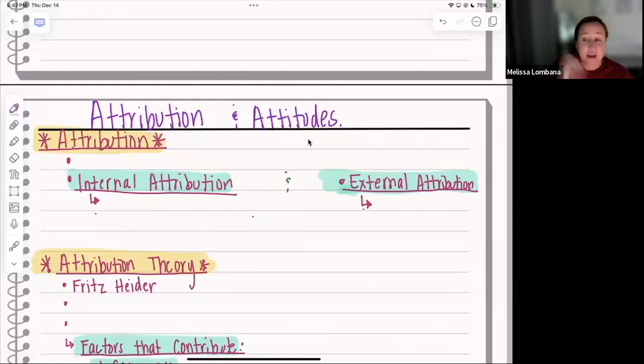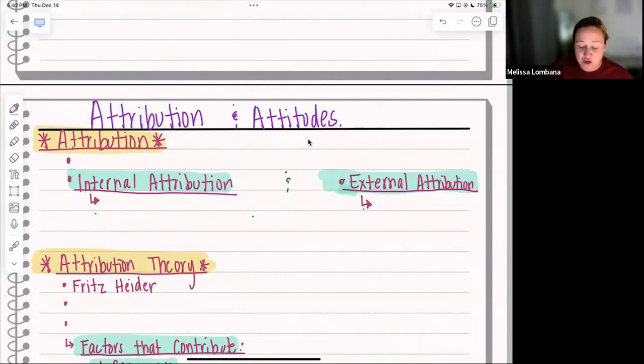Internal is that we assume that the behavior, we're writing this down as well, is driven by internal characteristics. So it's really easy to remember this. Internal is internally in the person, right? We're going to internally attribute the behavior to the person's characteristics. And it's usually either a trait, like a personality trait, or a feeling. So for internal, we attribute their behavior to internal factors. That's a good little shortcut to write that down.